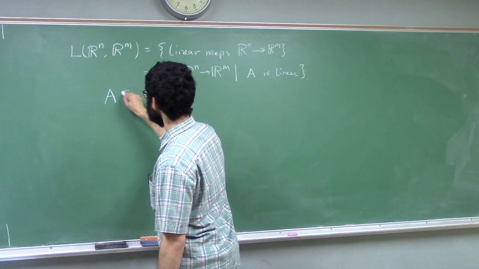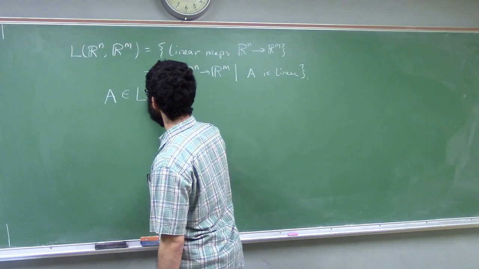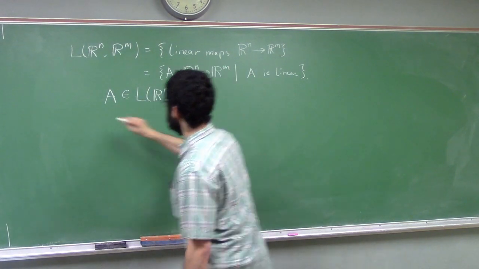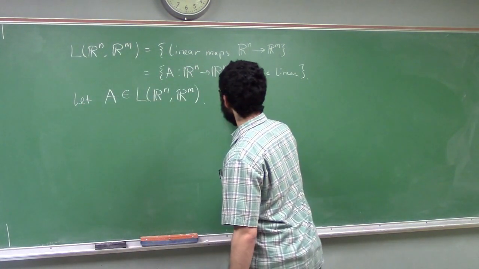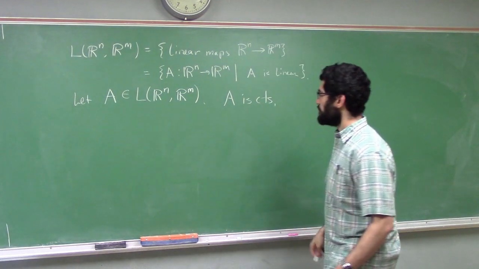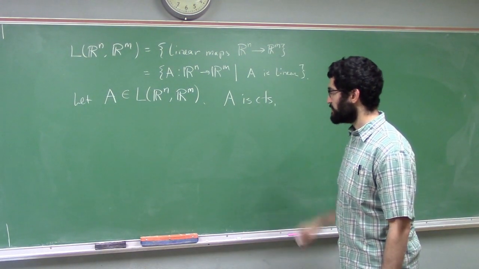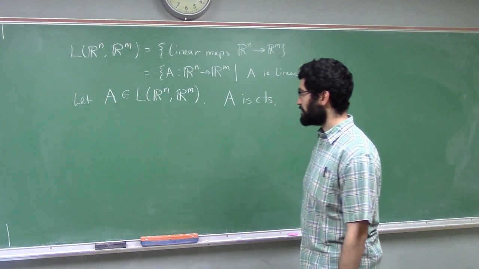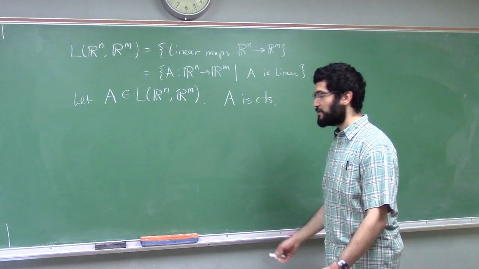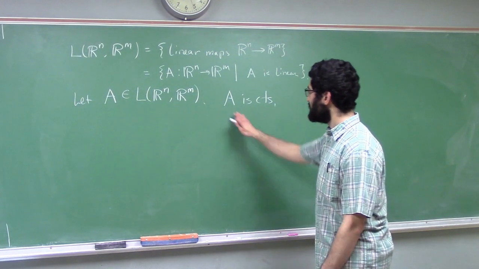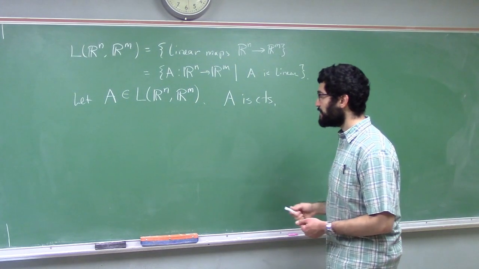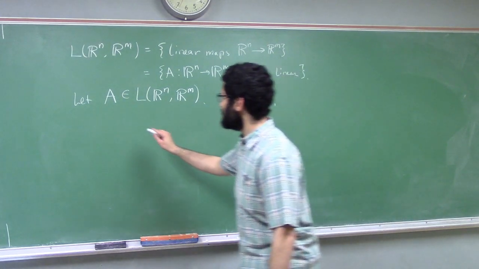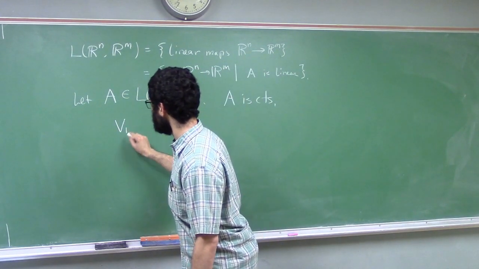So first let's notice some things. If I take A, a linear map from Rn to Rm, then A is continuous. That's something you showed on a previous homework problem. There are a number of ways you can show that, and there's a post on Campus Wire discussing different ways of showing that. So this is continuous. That means if I take the image of a compact set, I get a compact set. So here's the compact set I want to focus on.